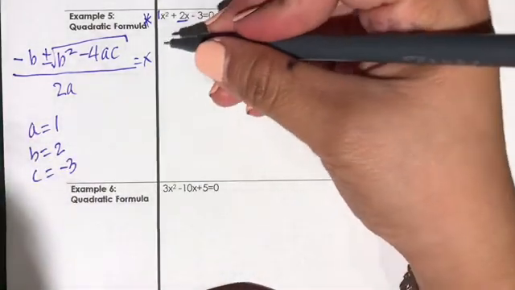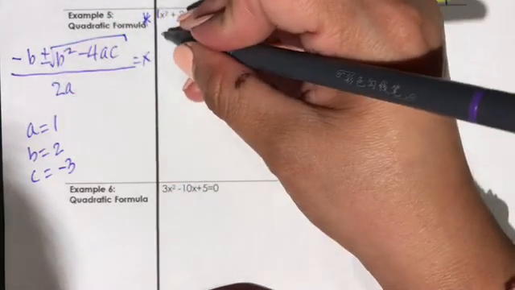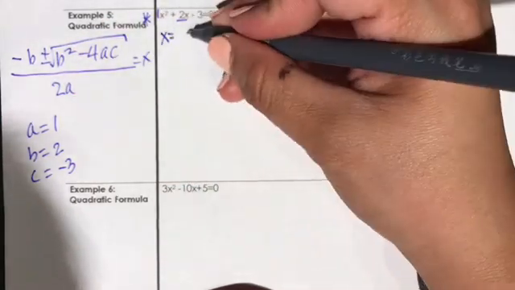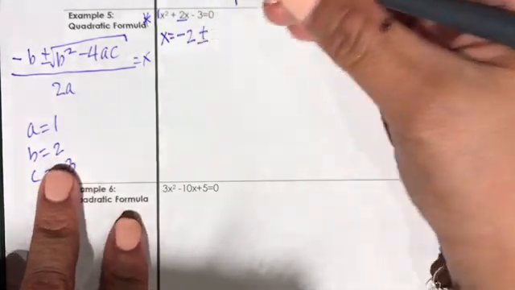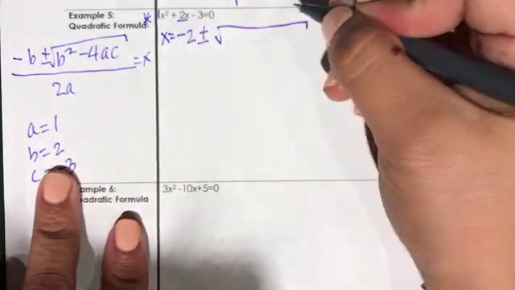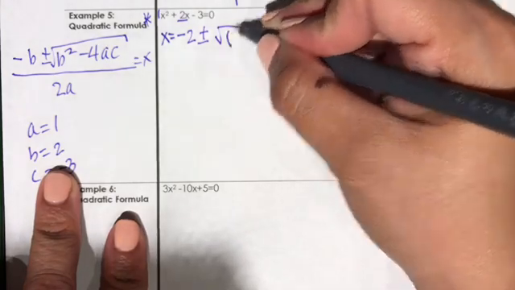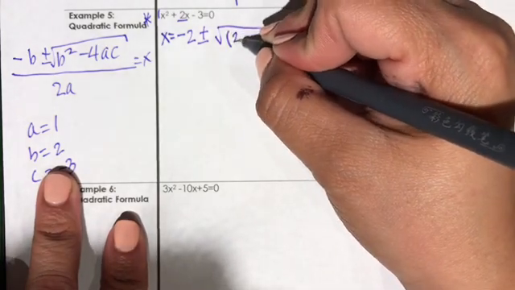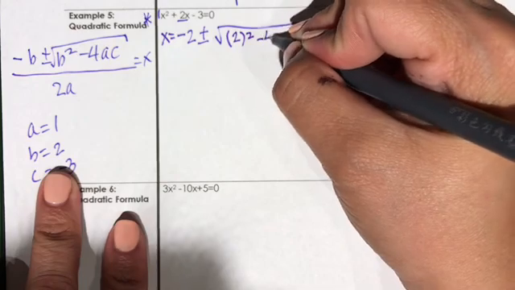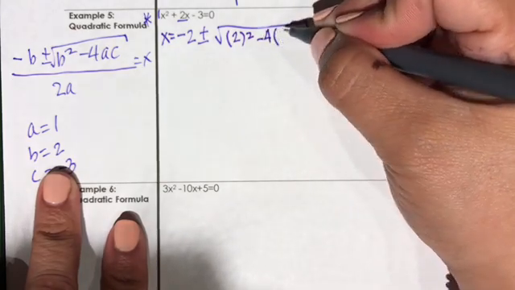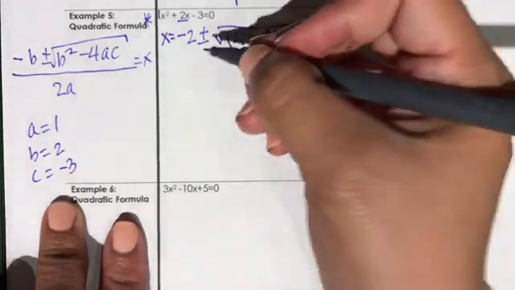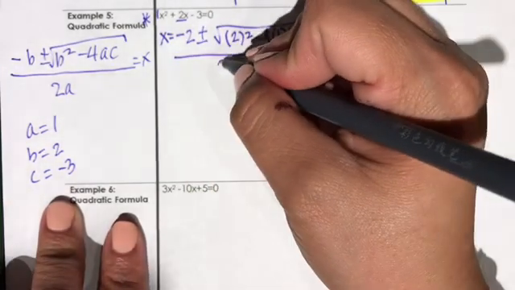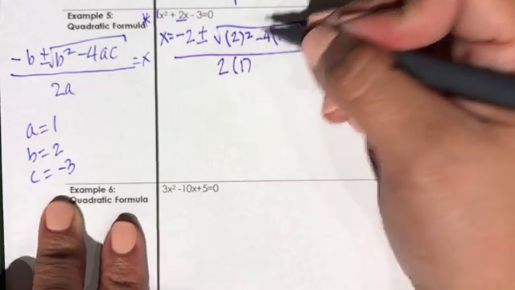It doesn't matter what side the x is on. So x equals negative b, which is 2, plus or minus the square root of b squared, which is 2 squared, minus 4 times a, which is 1, times c, which is negative 3. All of this over 2 times a, which is 2 times 1.